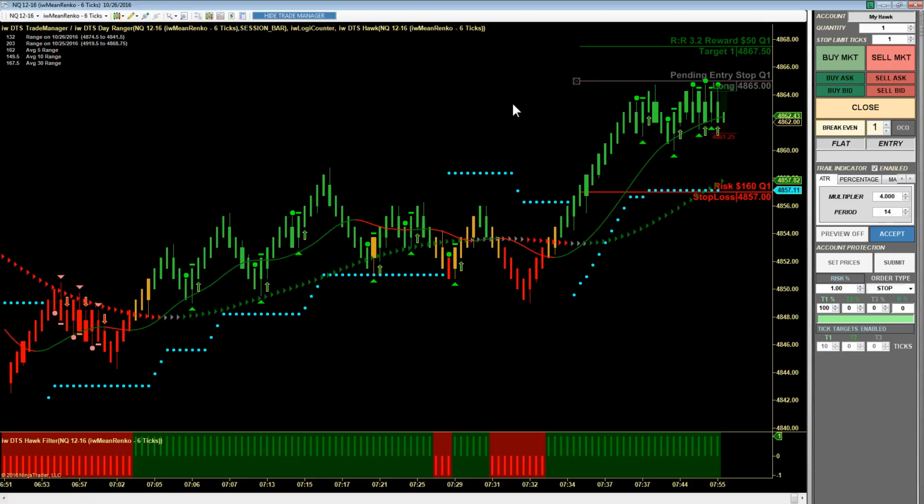Personally, I think we might be in for a little bit of a pullback here, given that quick run up, a little bit of a bullish break.